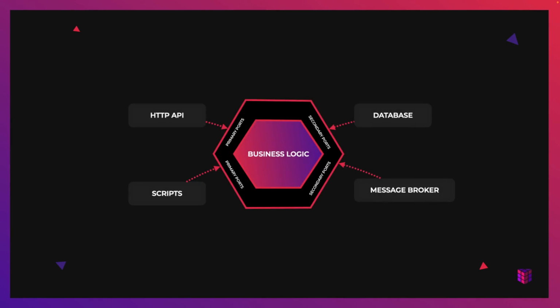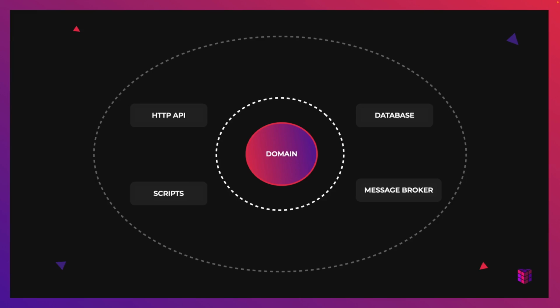If we look at a hexagonal architectural diagram and start drawing concentric circles around components, we'll quickly notice that the diagram actually reminds us of the onion architectural diagram, doesn't it? This means that conceptually, both architectures are essentially the same, although they may be applied slightly differently in practice.